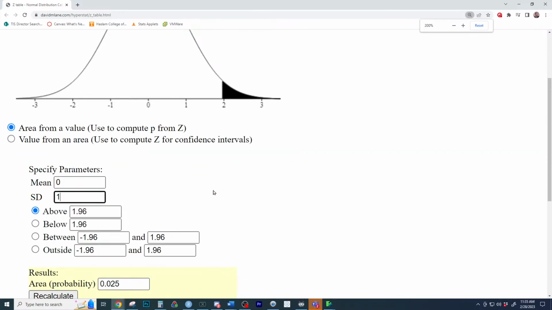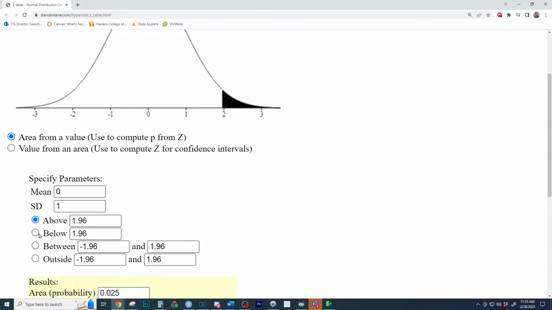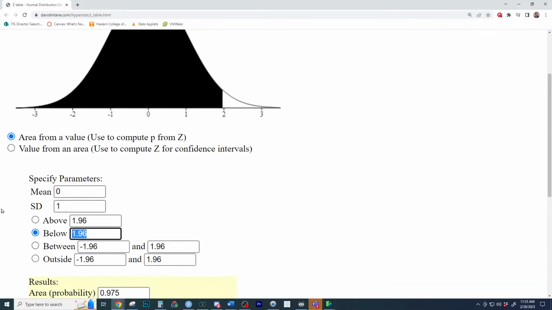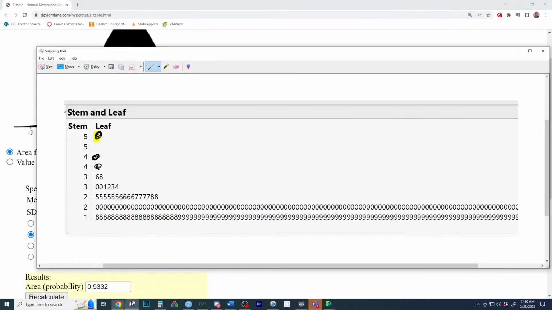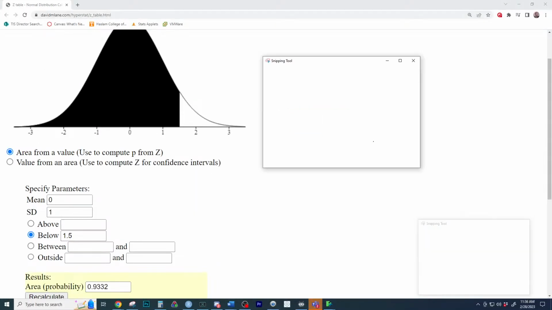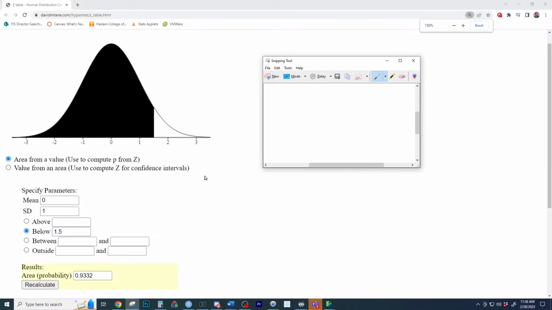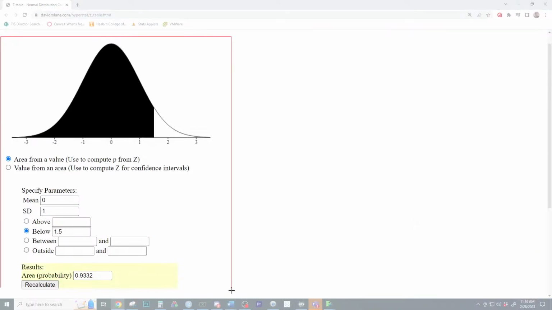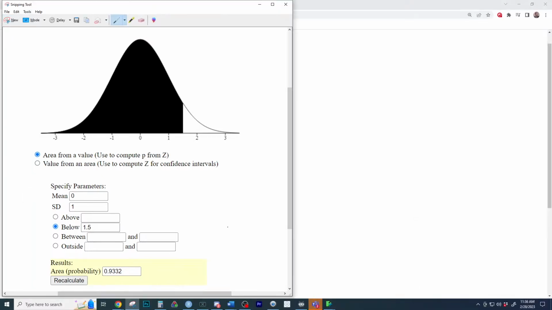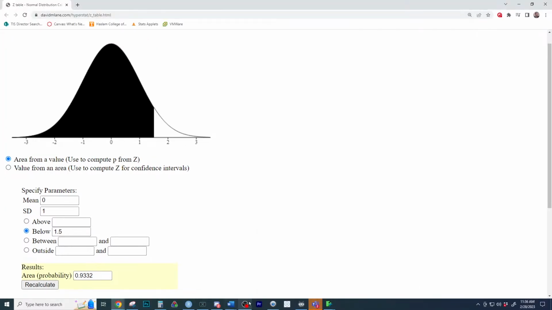So when we do problems with this, we can take a look at some of the possibilities. Now, if I were to tell you that the Stat 1 exam had a mean of 80 and a standard deviation of, let's say, 8, and you made a 92, what percent of students did better than you?